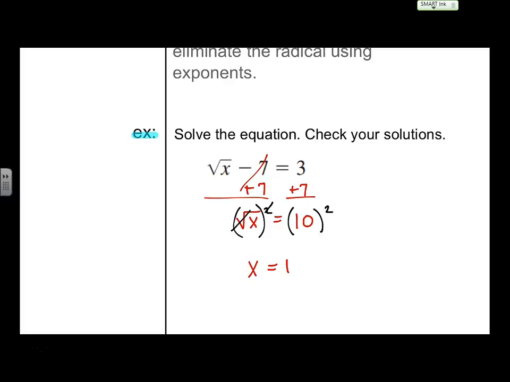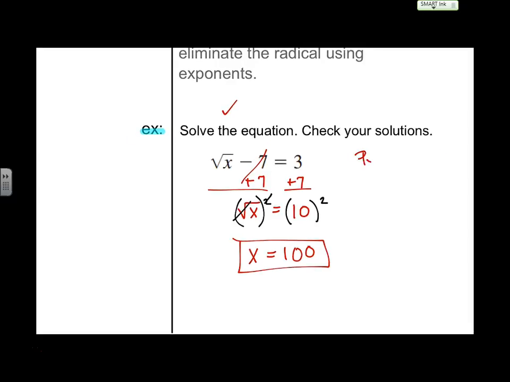Does that seem super crazy, guys? I like that. We've done that. How would we check? That's pretty good. You guys know how to check. Don't you plug in? Yeah. So double checking: square root of 100 minus 7. Isn't that 10? And minus 7 is 3.